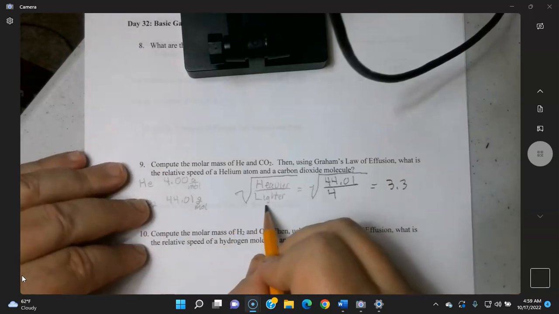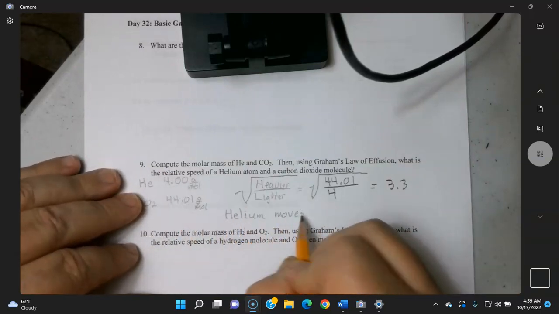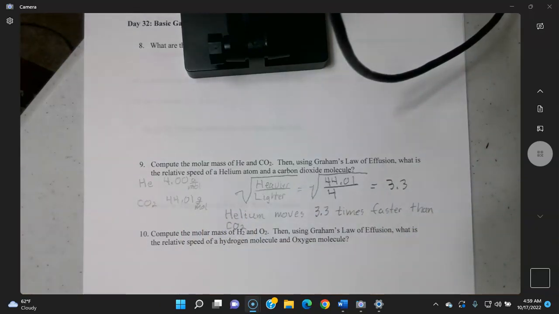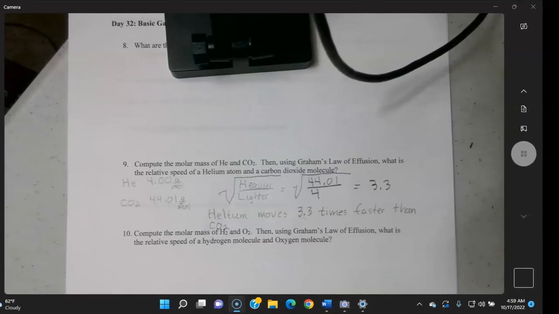It means the lighter, which is the helium, moves 3.3 times faster than CO2. So if CO2 is moving 100 meters per second, the helium will be moving 330 meters per second. If the CO2 is moving 10 meters per second, then the helium will be moving 33 meters per second. Okay, so it's a relative speed. It just means that helium's 3 times faster. Okay, 10 you can do on your own.